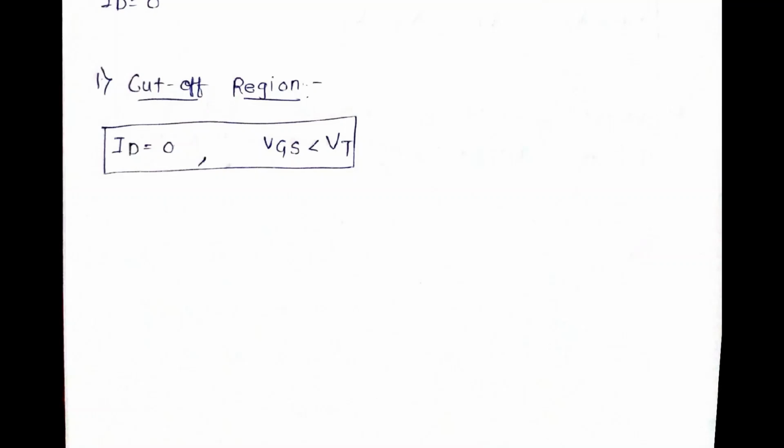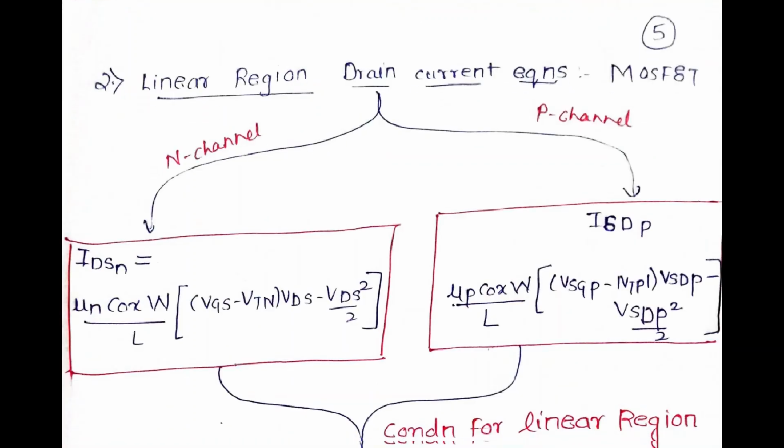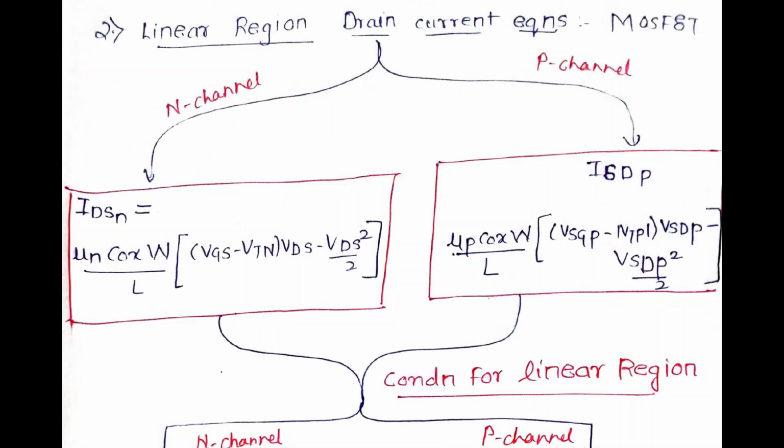So let's begin with the current equations. Firstly, the cutoff region. In the cutoff region, as the name mentions, the drain current is 0 and the value of VGS, that is the gate to source voltage, is less than or equal to VT. Then we have the linear region. Now the linear region has certain drain current equations, and there is an N channel and there is a P channel. So remember this very well.